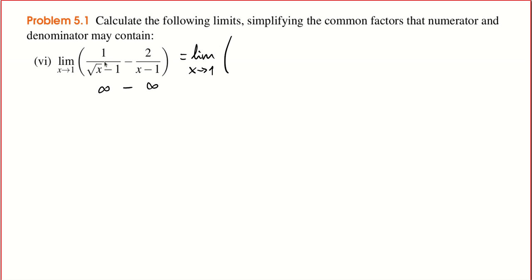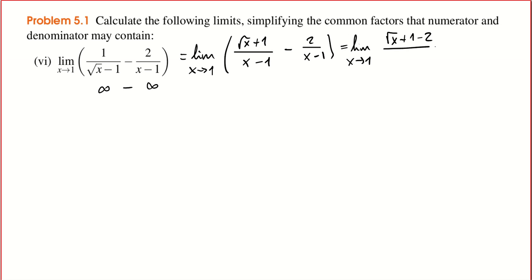in this first fraction, we have the square root of x plus 1 here. And down here, we have the square of this minus the square of this, which is x minus 1, right? Then we have 2 over x minus 1, and now we have the same denominator, so we just have a single fraction. So it's the limit when x goes to 1 of the square root of x plus 1 minus 2 divided by x minus 1.